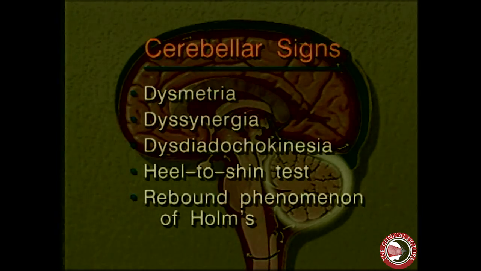After we've evaluated the patient for cerebral cortical dysfunction, we now want to look for cerebellar signs. In evaluating the cerebellum, vestibular apparatus, and certain tracts of the spinal cord, the patient's coordination, gait, and equilibrium are tested. Coordination is evaluated by having the patient perform numerous tests for cerebellar signs. The patient is evaluated for signs of dysmetria, dyssynergia, dysdiadochokinesia, heel to shin test, and rebound phenomenon of Holmes.